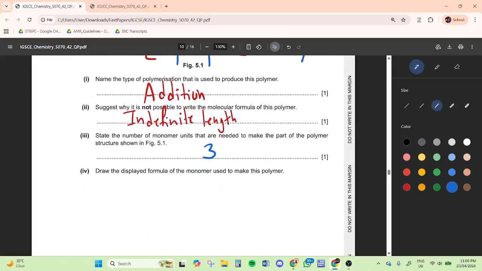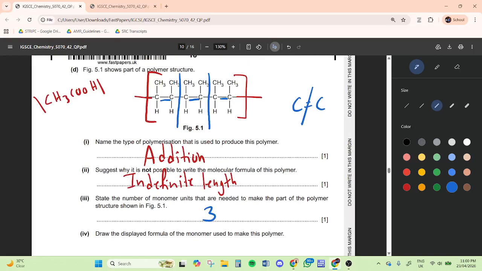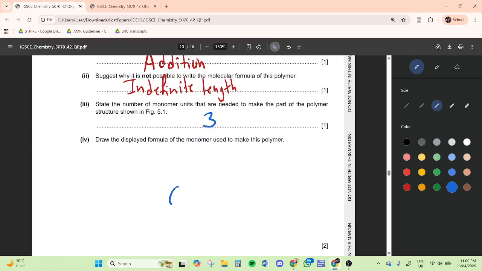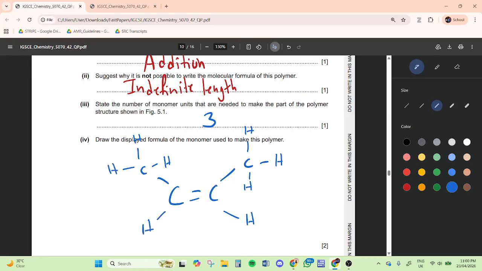The displayed formula of the monomer: if we take a look at it, you put a double bond over here. So you're going to get something like C double bond over here, and you've got one CH3 over here. Remember, because it's a displayed formula, you need to show all of the bonds. So this is going to be H. This is going to be the same thing here. H, H, H, and this is going to be H. That's a nice, easy 2 marks there.